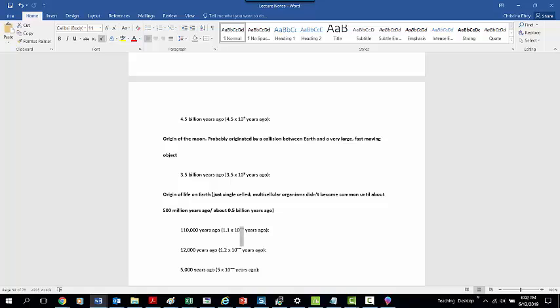110,000 years ago. Now this is a real estimate. Ages date between 250,000 years ago to about 100,000 years ago, depending on what scientist you ask. So this is 1.1 times 10 to the 5 years ago. This is the origin of our species, Homo sapiens.